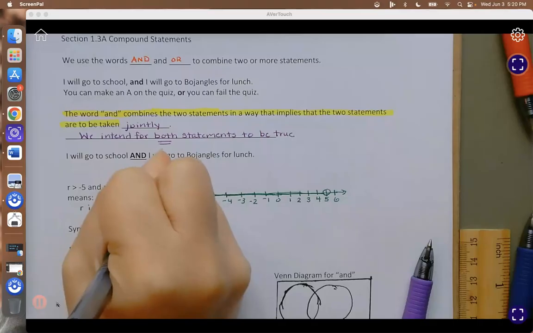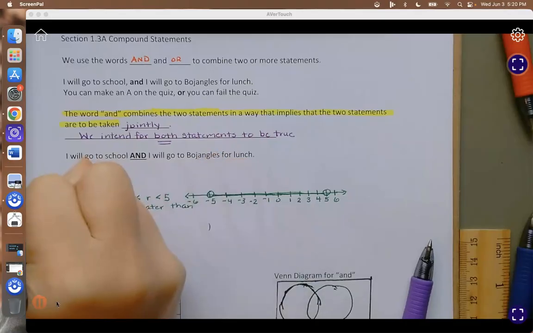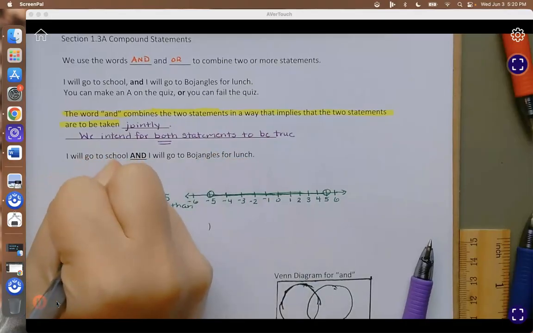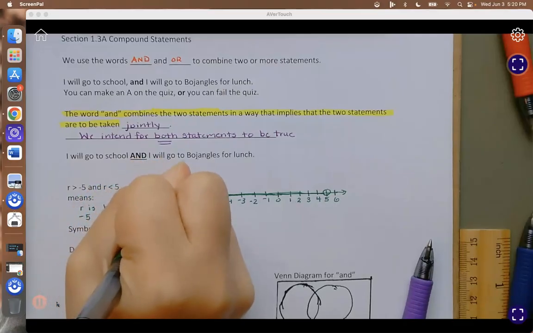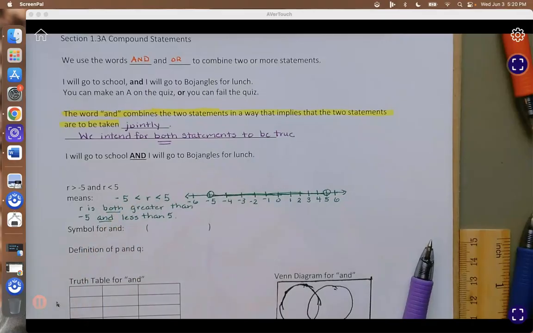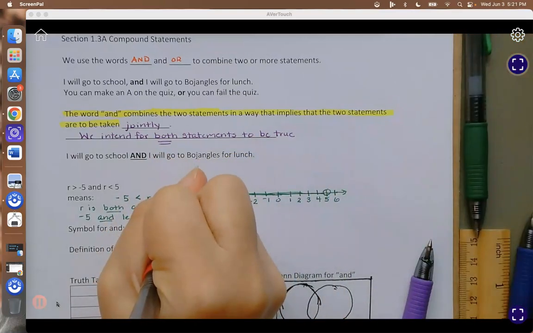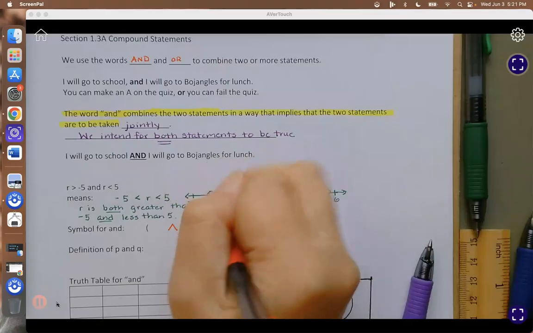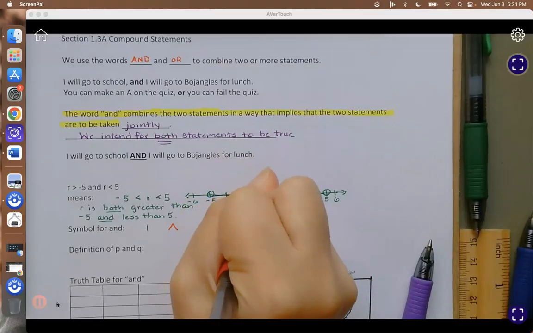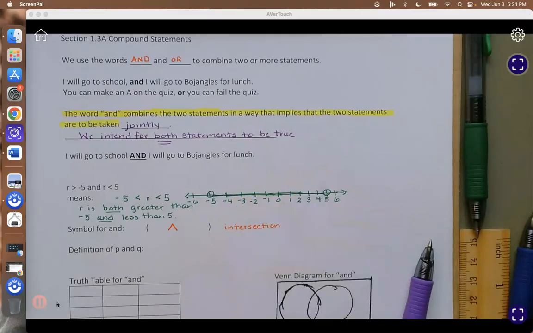So what this means is r is both greater than -5 and less than 5. Okay? So the symbol that we use for and, because you know we love a symbol, it's like an upside down V. Okay, this means and. It's the intersection. What they have in common.